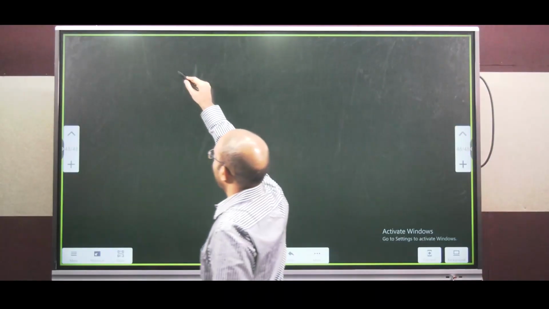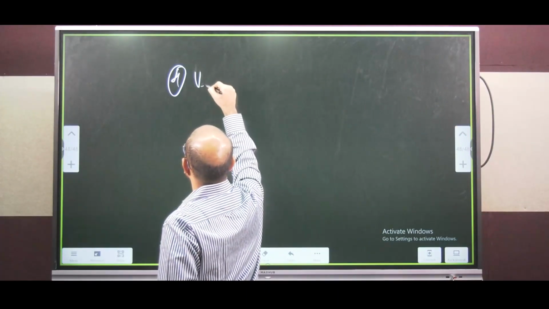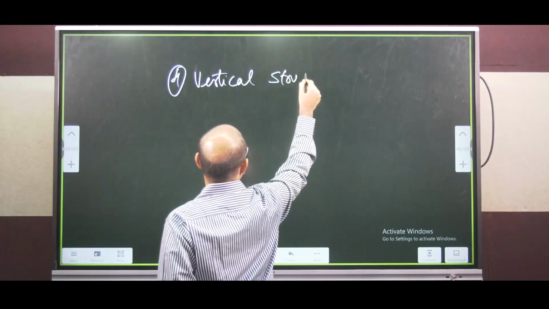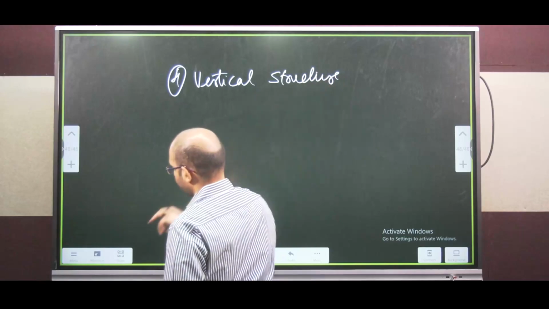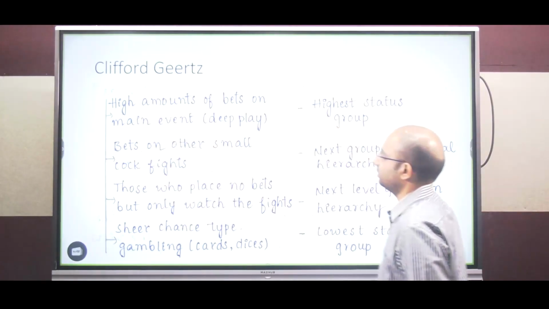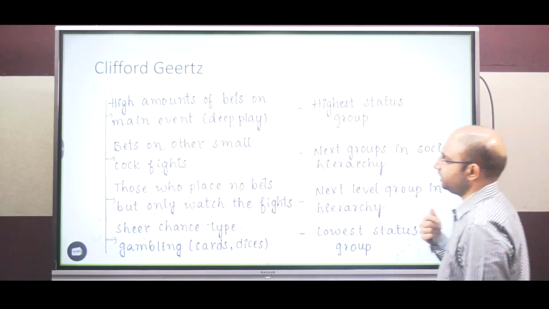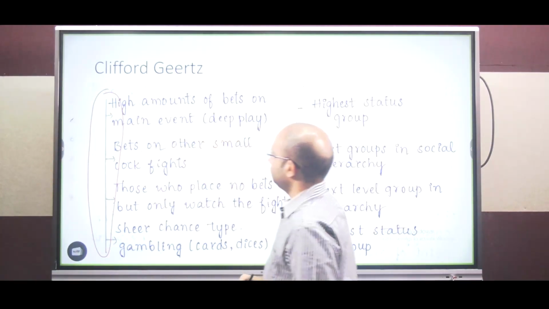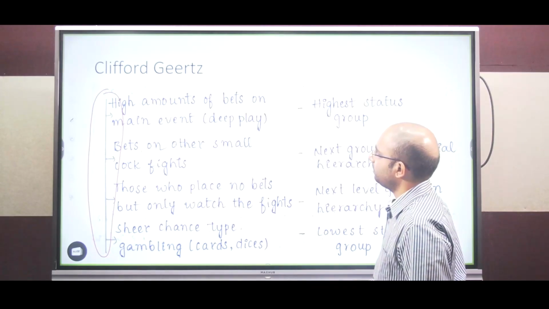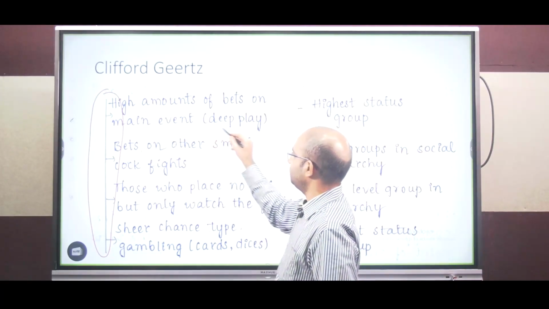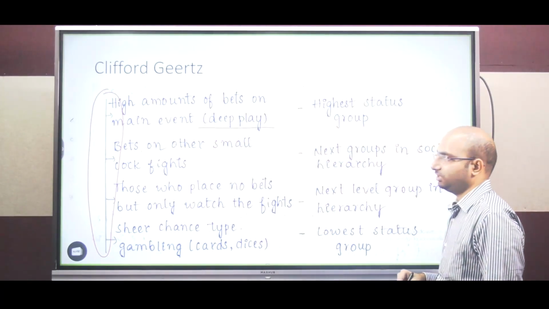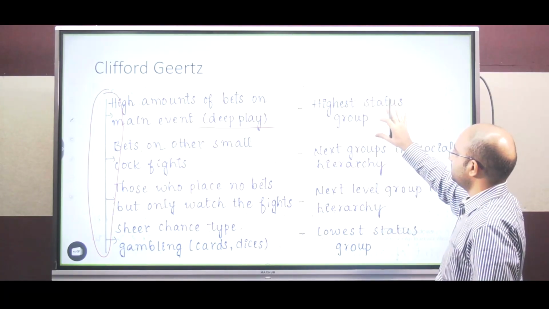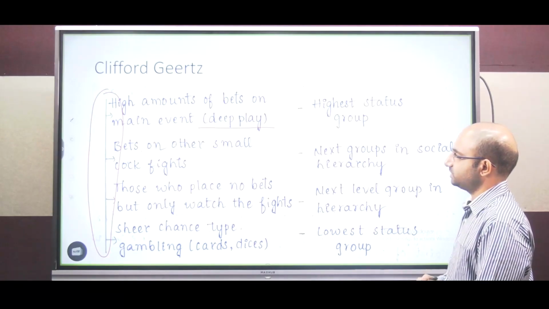And not just that, we also can understand the vertical structure of society, or the hierarchy within society. So you can use this diagram. If this is society, at the top, you find some who are placing high bets on the main event. The main event is called deep play. The main event is between two champion cocks. So here, those who belong to the highest status group in society are the only ones placing bets.